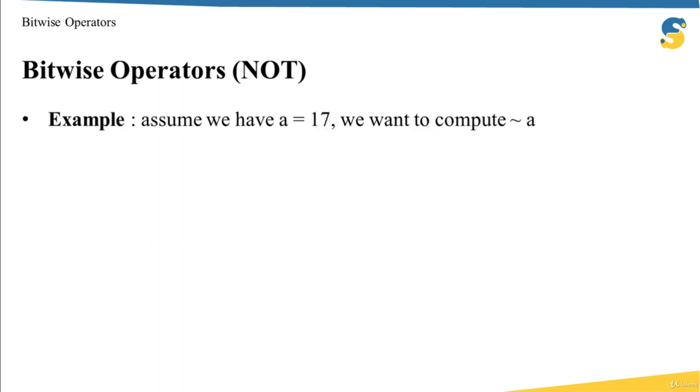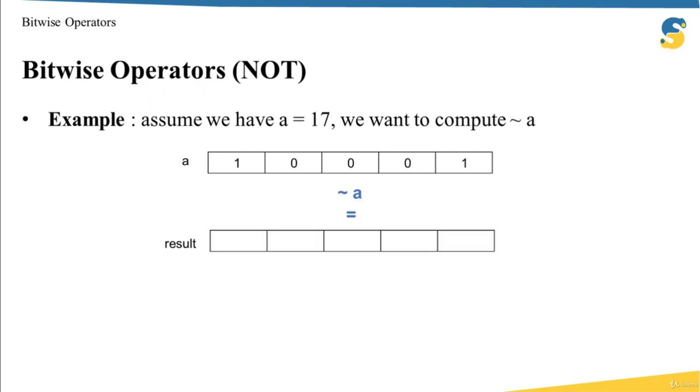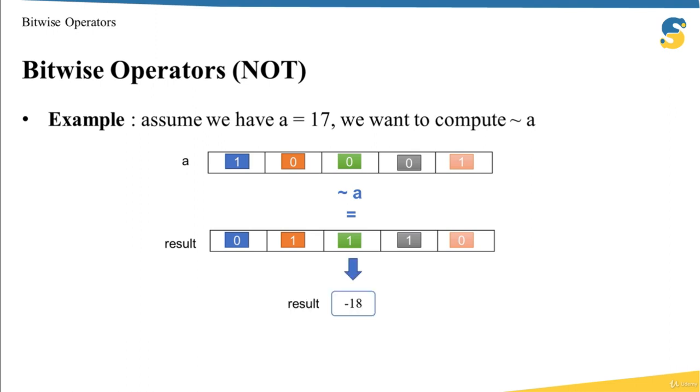Assume I have also A equal to 17 and I want to calculate NOT A. How am I going to do that? First of all, I will convert A into the binary system, which is 10001. Then I will start to do the calculation. As we know, NOT inverts the bit value. So if I have 1, I will get 0. If I have 0, I will get 1. So NOT 1 is 0, NOT 0 is 1, 1, 1, and 0. Now I will convert the result back into an integer, so it's very straightforward.